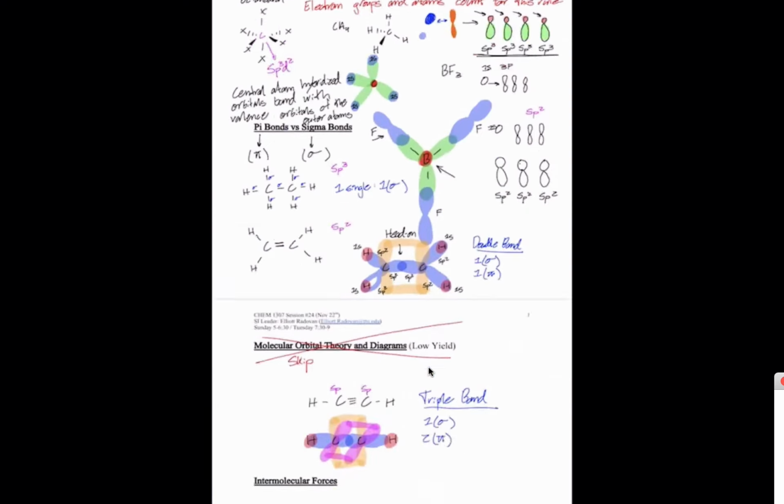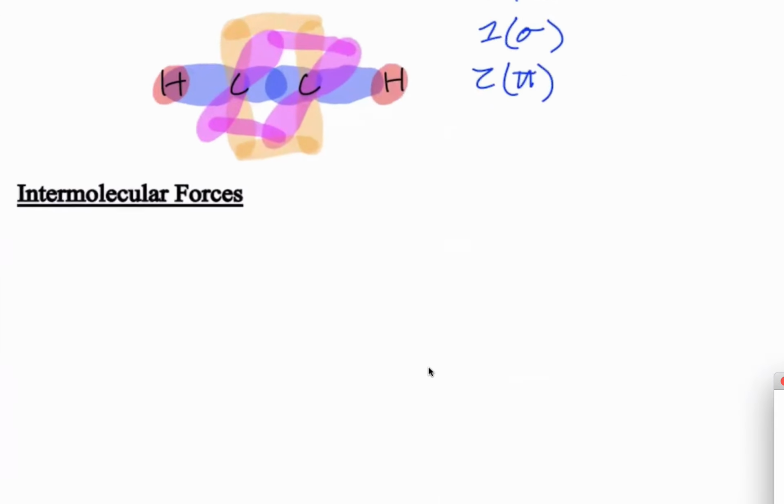Okay, so let's go ahead and move on. So let's talk about IMFs. Okay. So there's basically, let's see, 1, 2, 3, 4, 5, 6 different types of IMFs that you need to know. But generally, the ones that are tested most commonly, there's only 3 of them. So I'll talk about that first. So of those first 3, the weakest one you want to know about is dispersion forces, and sometimes they're called London dispersion forces.